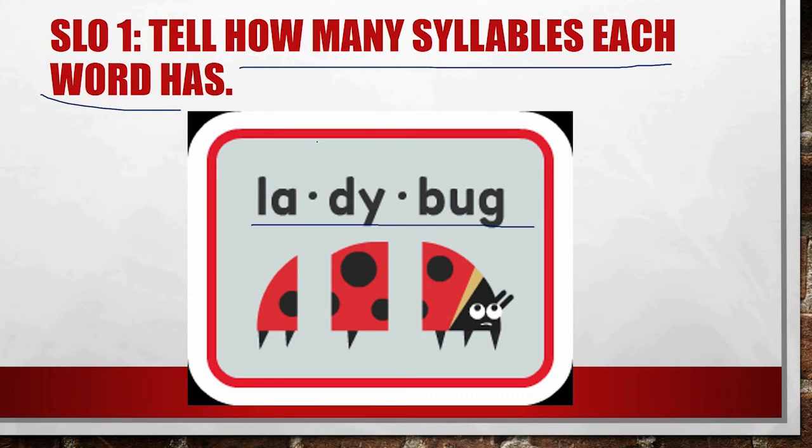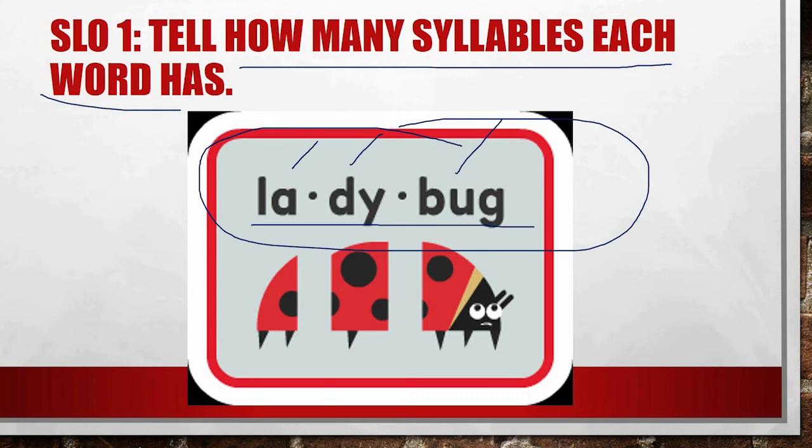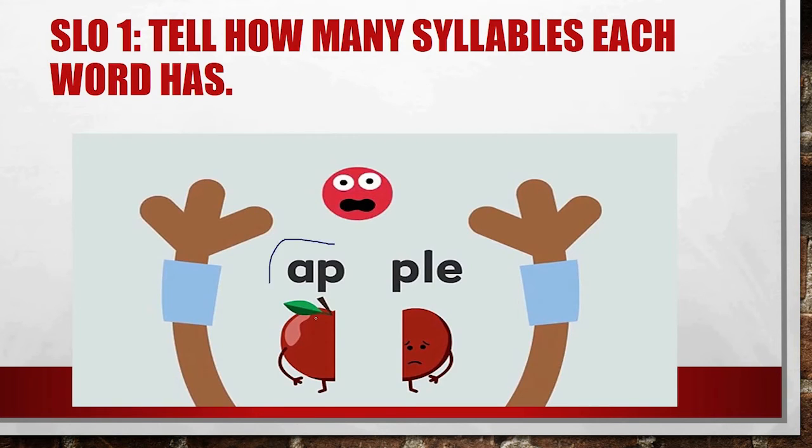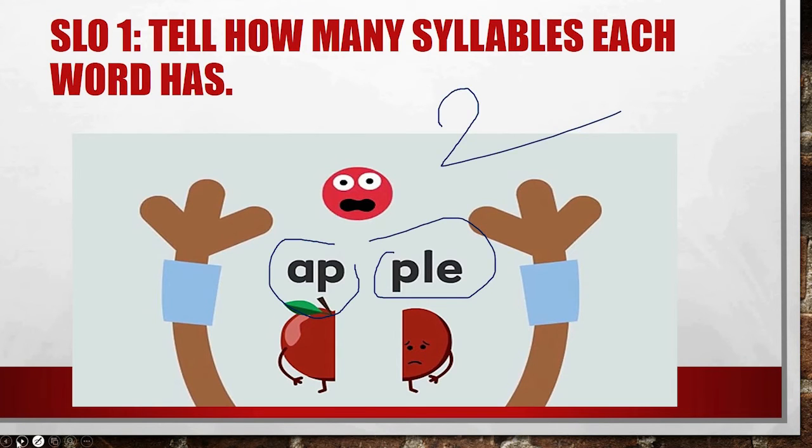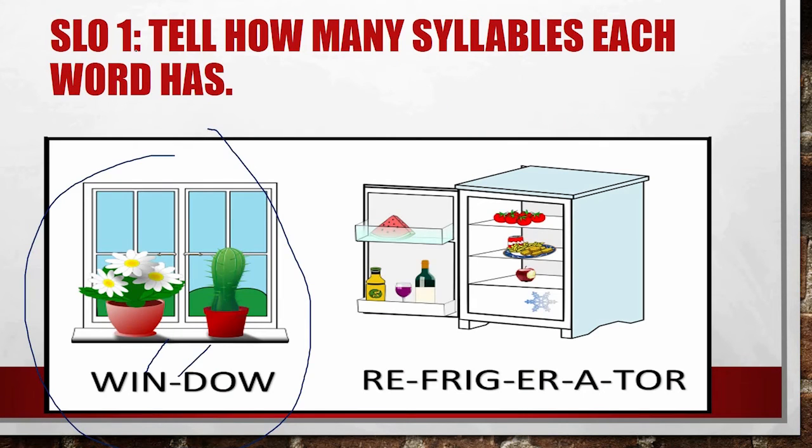Ladybug, ladybug, 3 syllables. Apple, apple, 2 syllables. Window, 2 syllables. Refrigerator, 1, 2, 3, 4, 5 syllables.